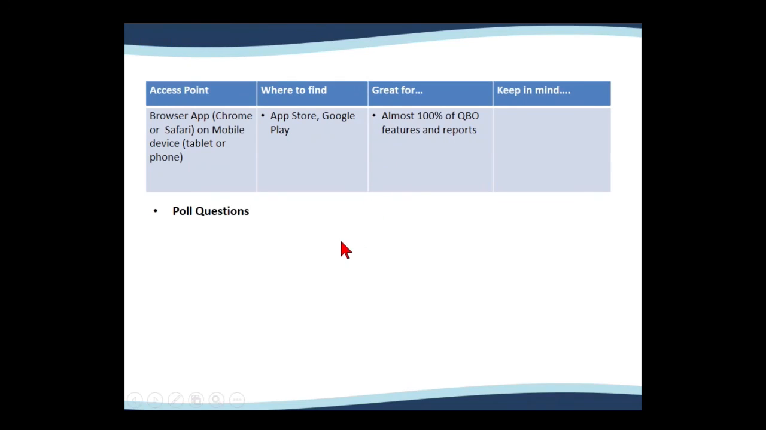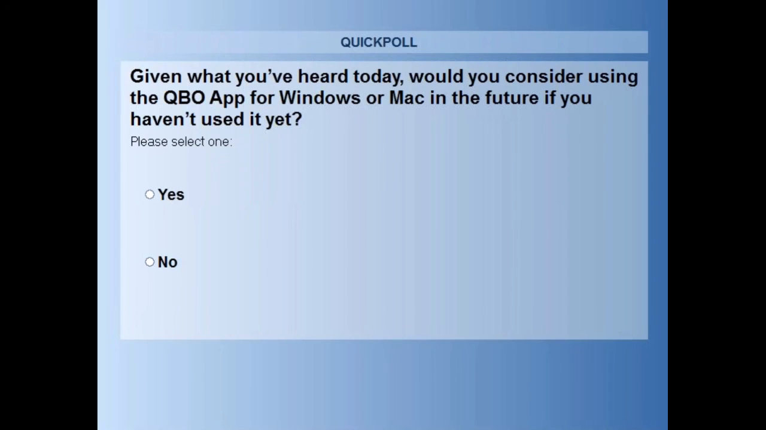Okay, so let me go ahead and go back over here. And now one of the things we were going to do is we were going to answer some of your questions, as well as we've got another poll question for you. Okay, you should be seeing this. There you go. Based on what you've learned today, are you going to try out the desktop app? What do you think? Because a lot of you had not used that or not.